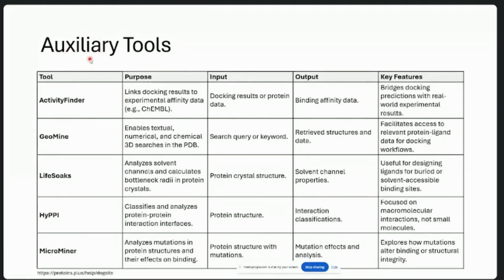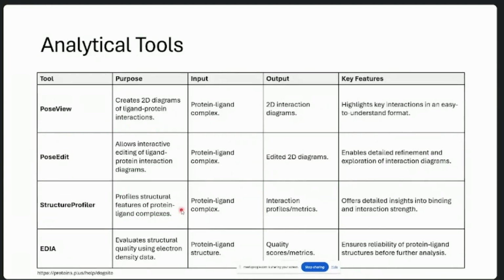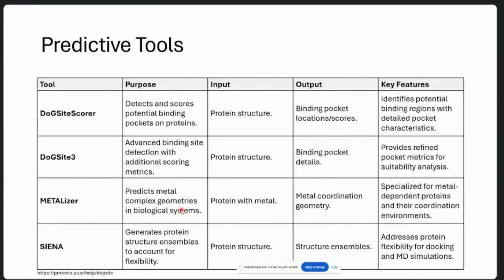And we have some auxiliary tools. For example, Activity Finder links the results of docking to experimental data. The PPI tool is very important in case you are interested in, for example, protein-protein docking. PPI is protein-protein interactions. Docking is one of the techniques that is used for protein-protein interactions. So HIPPI classifies and analyzes protein-protein interaction surfaces, and so on. So there exist a lot of tools. It depends on your specific application, so just don't limit yourself to the software you're dealing with.